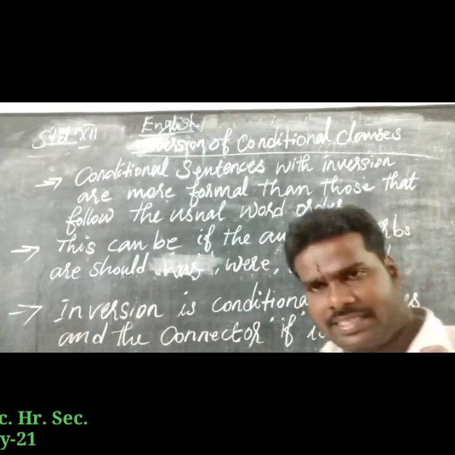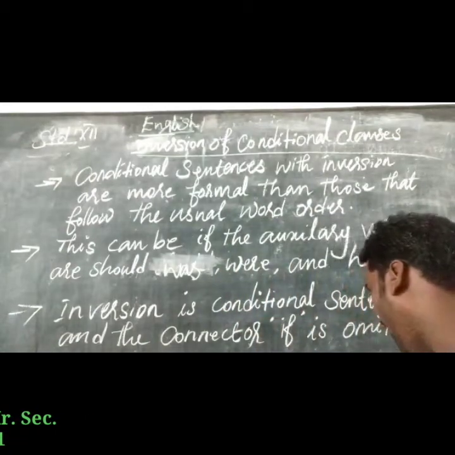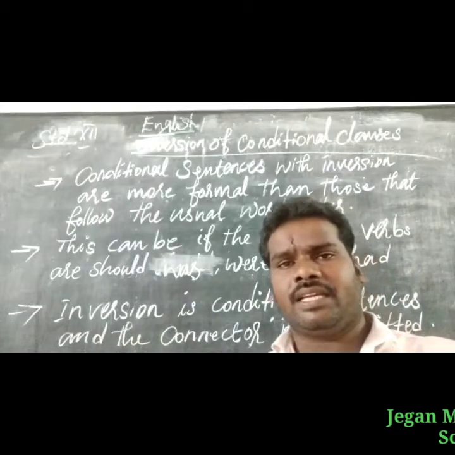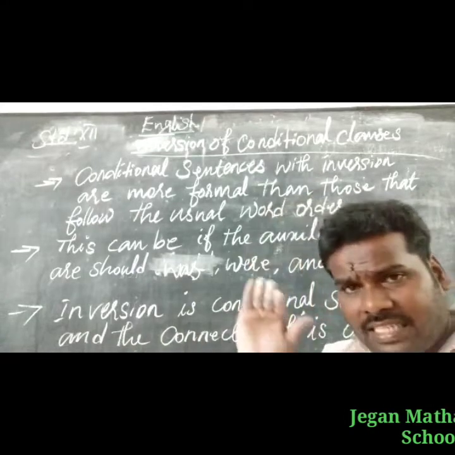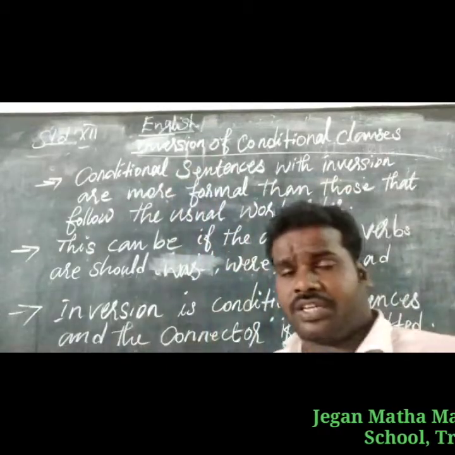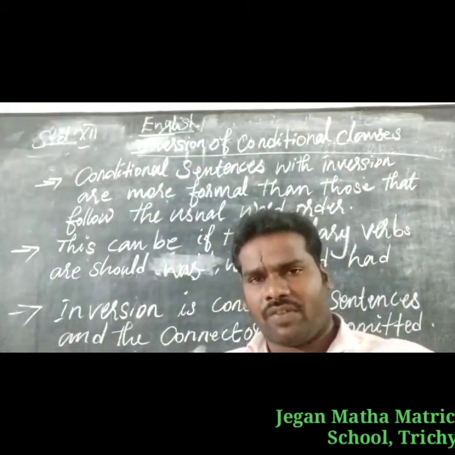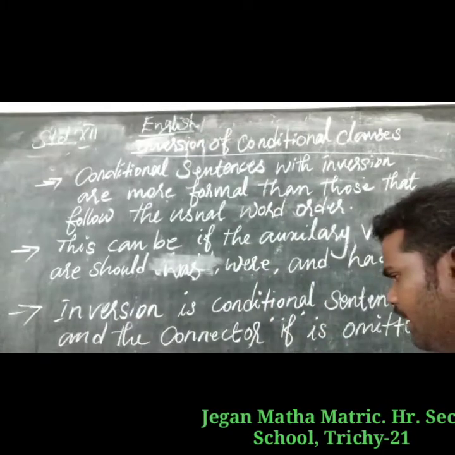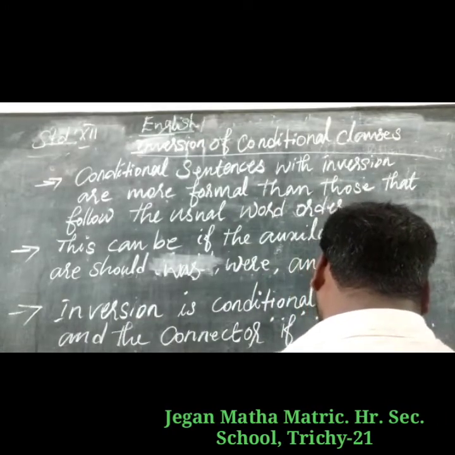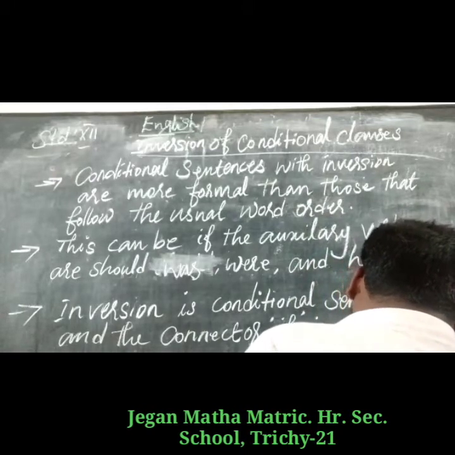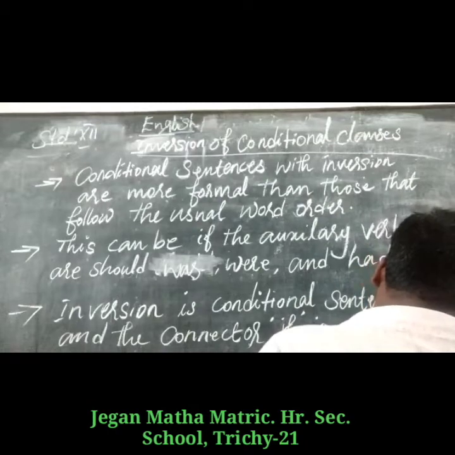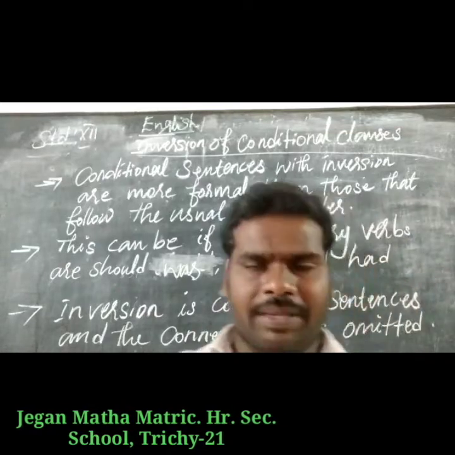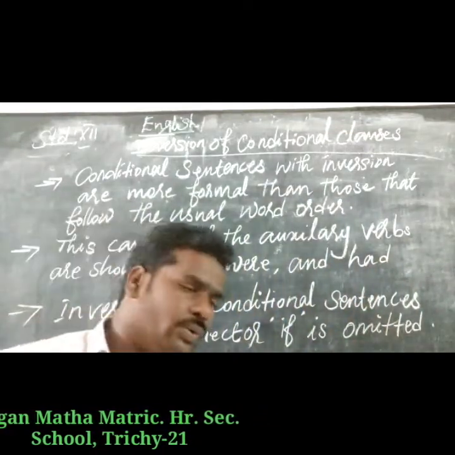For example, I have written here: if I were a lion, I would kill all the animals in the forest. This is a conventional conditional clause that you want to change into the inversion. So this is the question: if I were a lion, I would kill all the animals in the forest. Begin with were, W-E-R-E. Begin with should, was, whatever it is, we will use at the beginning of the sentence.